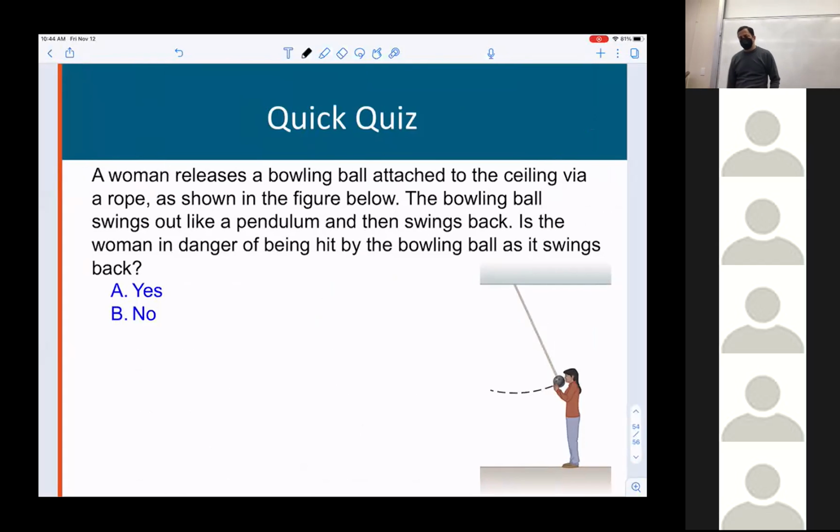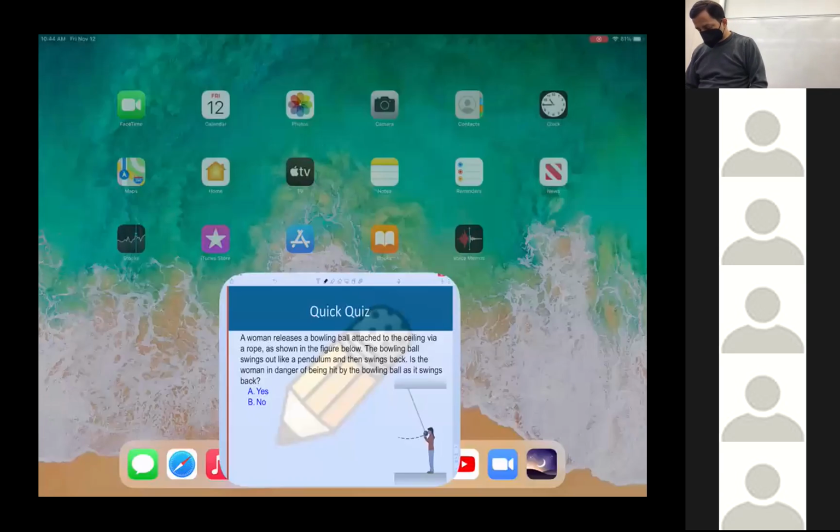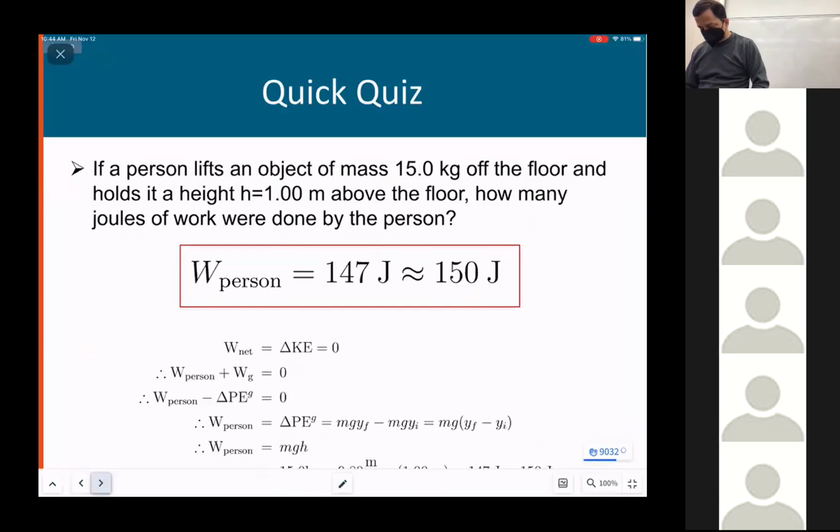Okay, so I think this is the quick quiz that I'm going to show you. Here, this woman releases this pendulum that is near her face. She just releases it from rest. It's going to swing out, and then it's going to come back. And the question is, will she be in danger of being hit as this bowling ball comes back at her? So think about energy conservation. Also think about what your gut feeling is. And let's see if we can answer that question.